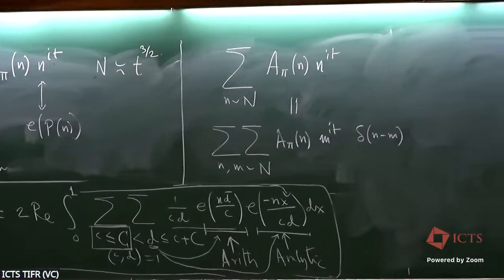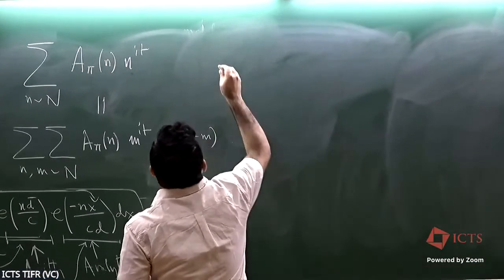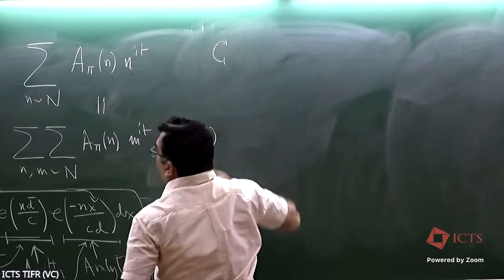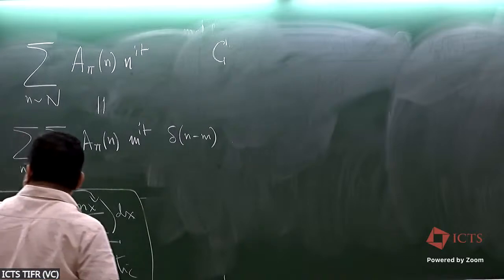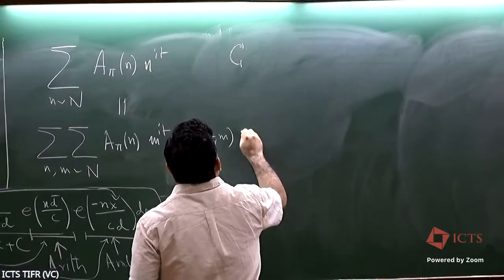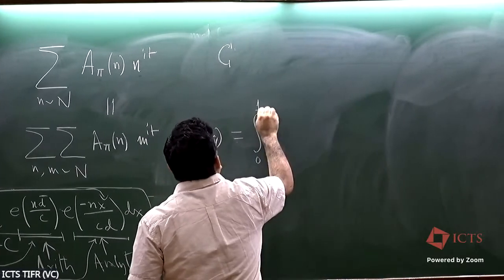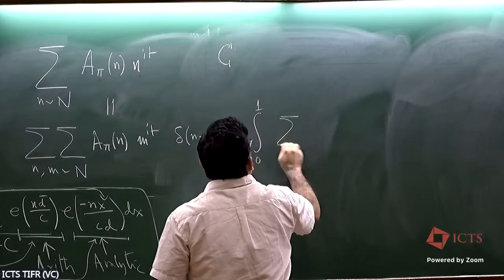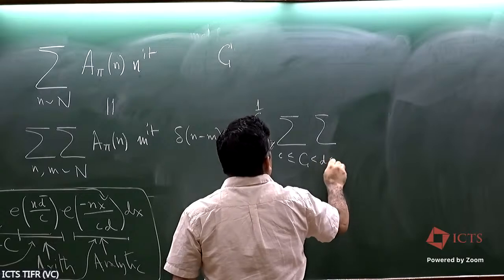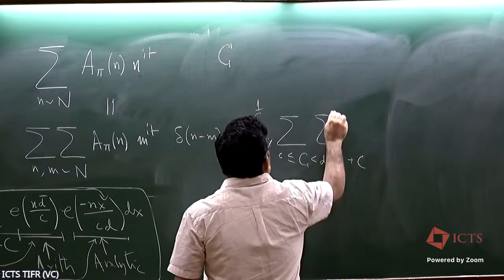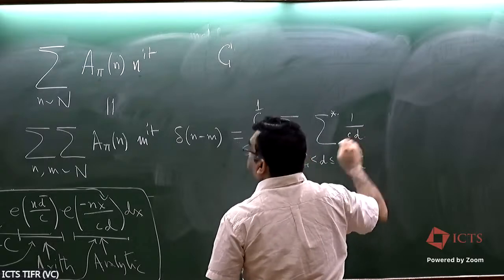Okay, let's try to do that. Yeah, so let's replace it over here. I will not choose, I'll just keep my choice for C flexible at the moment. So my C is going up to capital C, right? So now there's an integral from 0 to 1, and there is C going up to capital C, and D going up to C plus capital C. C and D are co-prime, that's the star, 1 by CD.